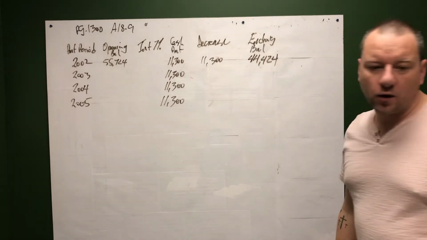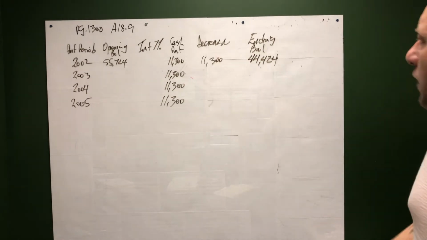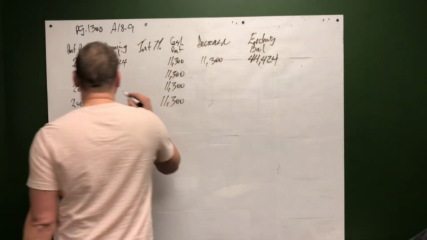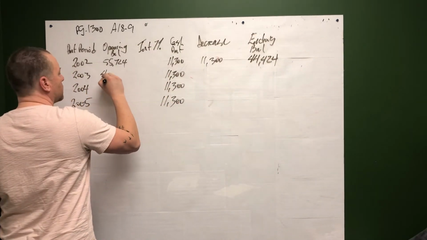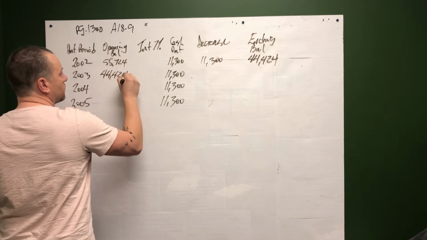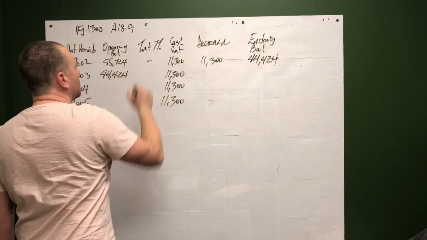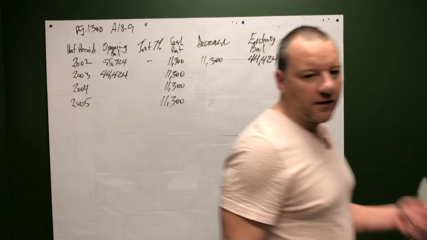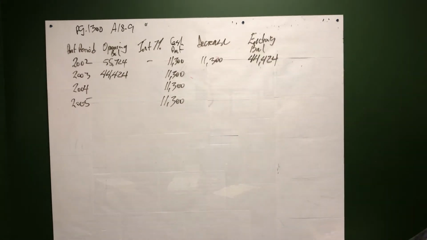Okay. Now what? Well, our ending balance becomes our opening balance for year 3. What's our interest going to be? 7% times 44,424 is 3,110.